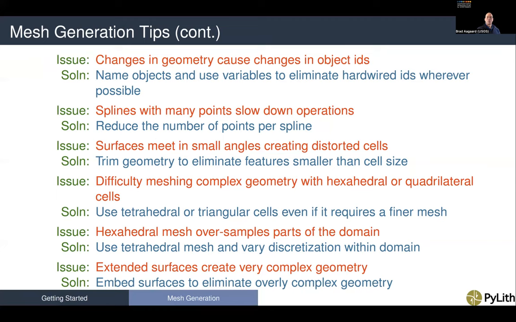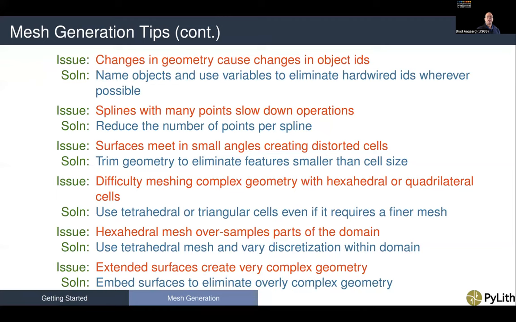As I mentioned before, splining with many points can slow down operations. So the way is to optimize the number of points in the spline to give you just the geometry that you need. Where surfaces meet in very small angles, such as the trench of a subduction zone, that can create distorted cells. So you may want to trim that geometry to eliminate features that are smaller than a cell size.